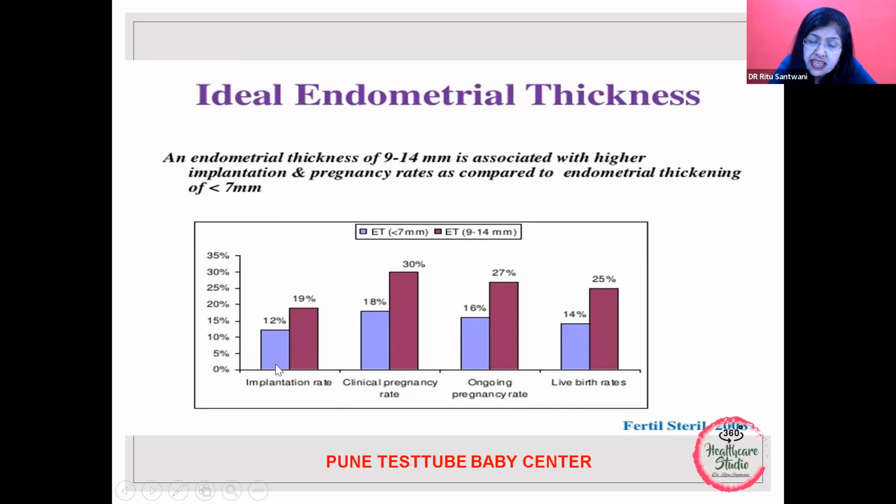So the implantation rate in this case is 12%, while with 9 to 14 it has been reported 19%. Similarly, the clinical pregnancy rates 18% versus 30%. Ongoing pregnancy rate 16%, 27%. Live birth rate 14%, 25%.